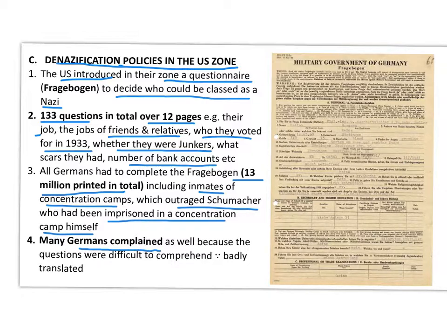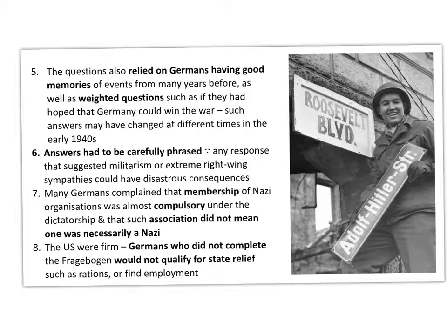They claimed that the questions were very difficult to comprehend because they had been badly translated. The questions also relied on Germans having good memories of events from many years before. Many of the questions were about the period before Hitler took power. Many of the questions were heavily weighted, which were very difficult to answer in one sentence, such as, had they hoped that Germany could win the war? Such answers may have changed at different times in the early 1940s.